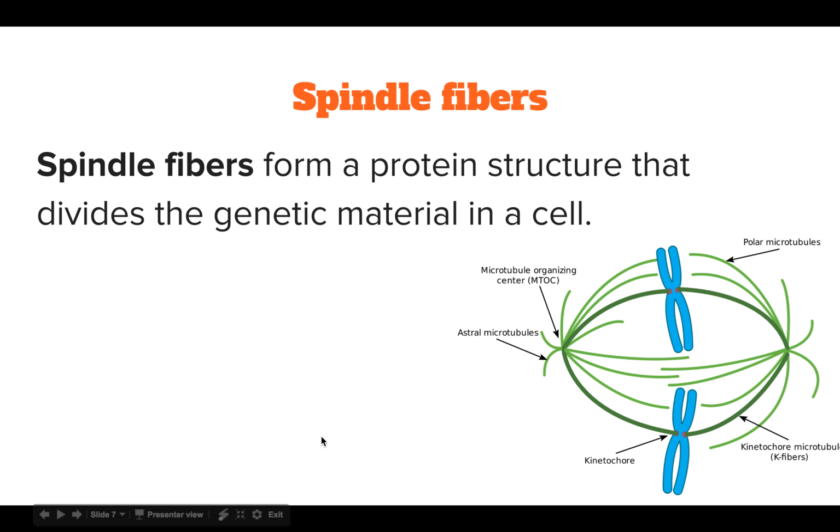Okay, spindle fibers. Spindle fibers form a protein structure that divides the genetic material in a cell. So in this case, it will divide the chromosome into two. It will separate the sister chromatids. See this green stuff? It connects to the centromere of the chromosome, and later I'll show you in the stages, as I explain the process of meiosis, how it splits them in two.